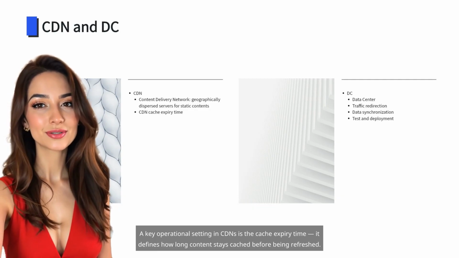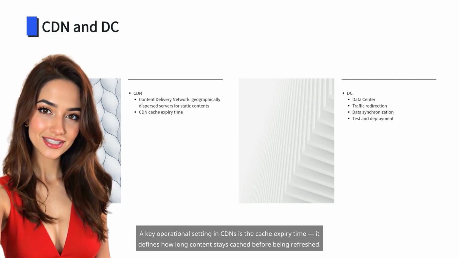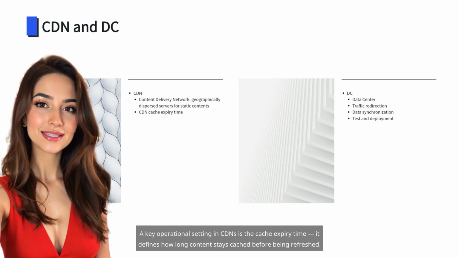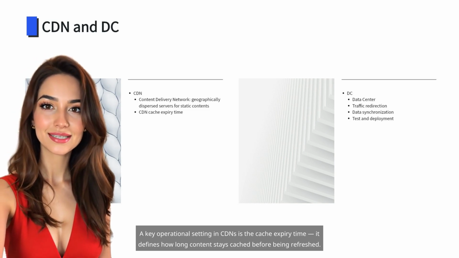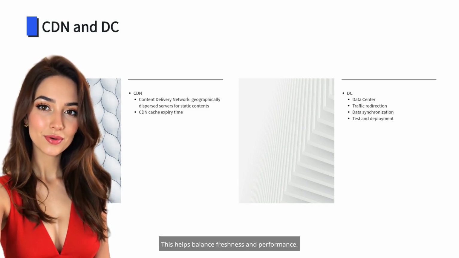A key operational setting in CDNs is the cache expiry time. It defines how long content stays cached before being refreshed. This helps balance freshness and performance.